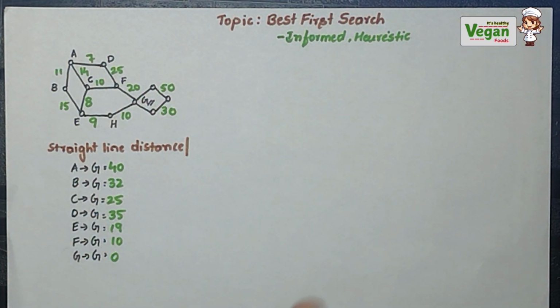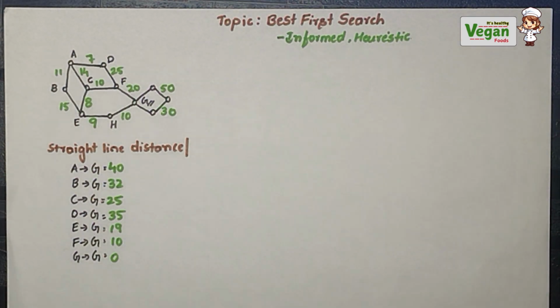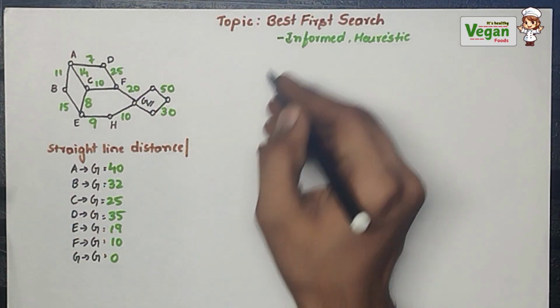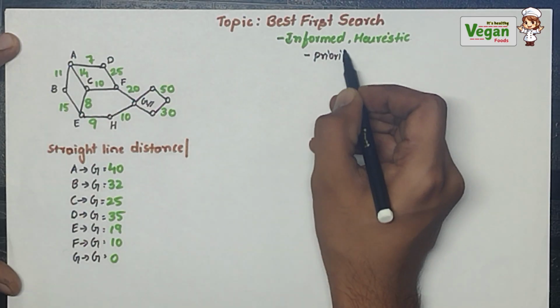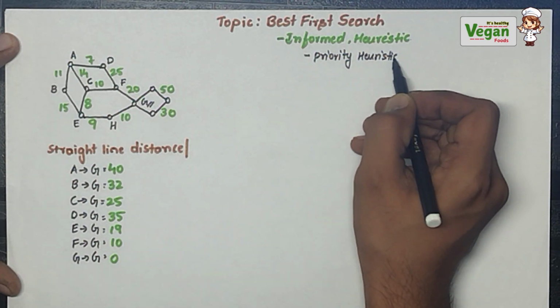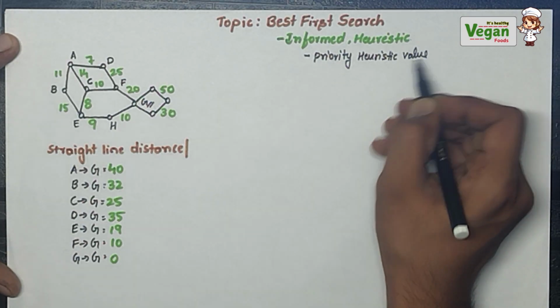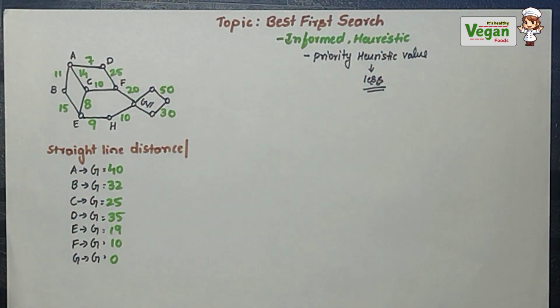Now, this best first search algorithm is informed and heuristic. What does heuristic mean? It sets the priority. So best first search sets the priority based on the heuristic value. Whoever has the lesser heuristic value gets more priority. Less heuristic value, more priority.